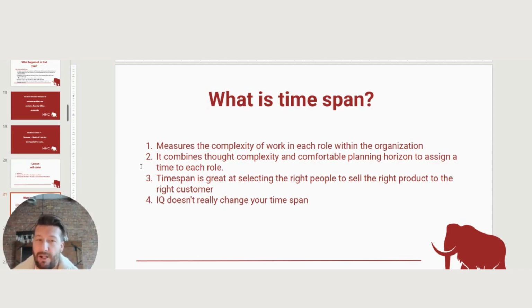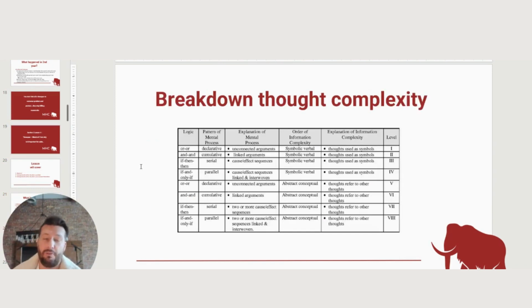Timespan is great at selecting the right people to sell the right product to the right customer. Your IQ doesn't really change your time span, which is really interesting, and you'll uncover more about it as we go through. So if we have a breakdown of thought complexity, you can see it here. You can see level 1, level 2, level 3, level 4, level 5, level 6, level 7, level 8. It shows the process that the brain can go through.